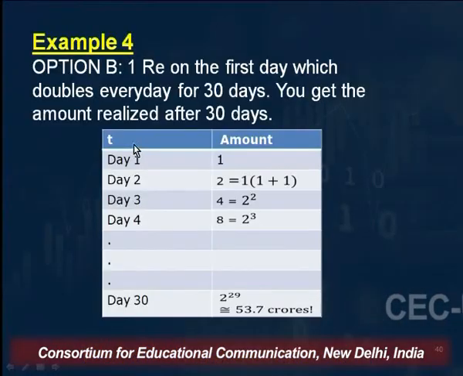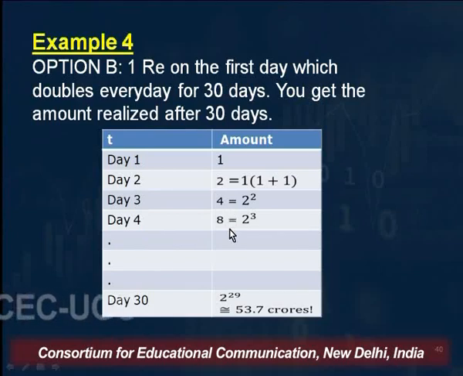So if you're going for option B, look at the way your money is growing. This is exponential growth. Day 1, you start with 1 rupee. Day 2, it becomes 2 rupees. Day 3, it becomes 4 rupees. Day 4, it becomes 8 rupees. Now just look at the way things are moving. On day 3, you have 2 to the power 2. On day 4, you have 2 to the power 3 as the amount in your bank.